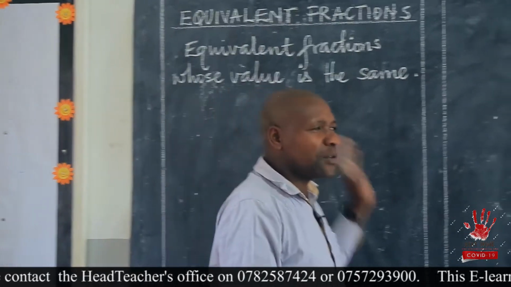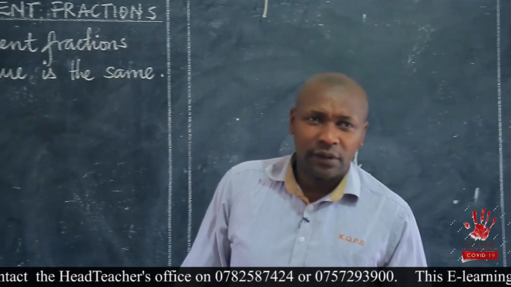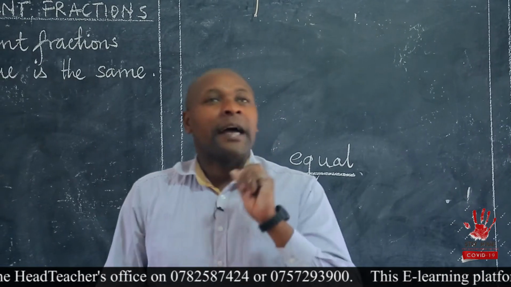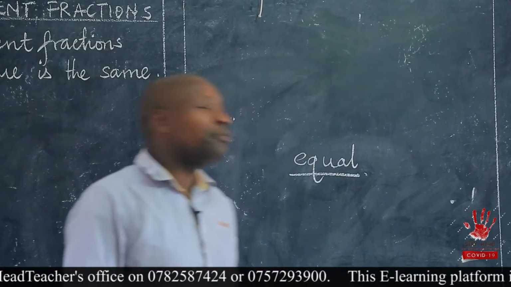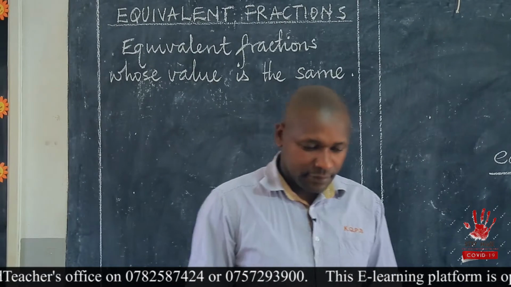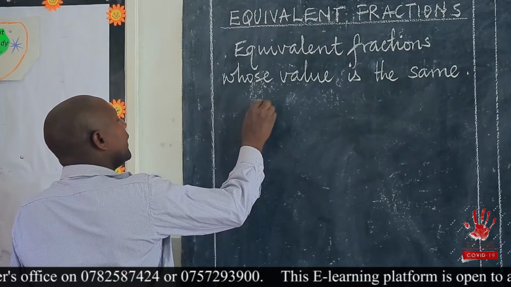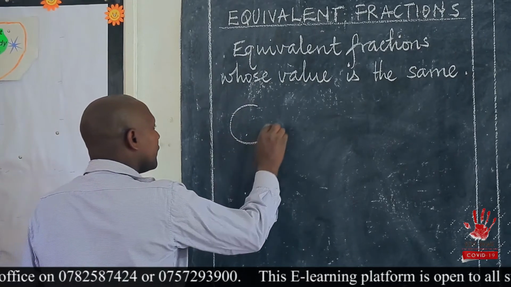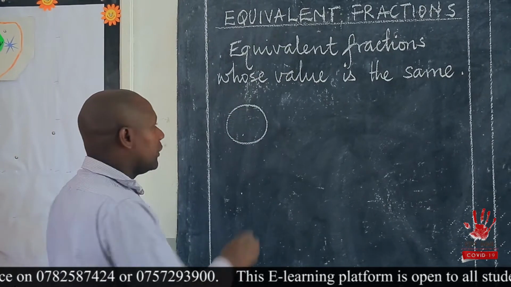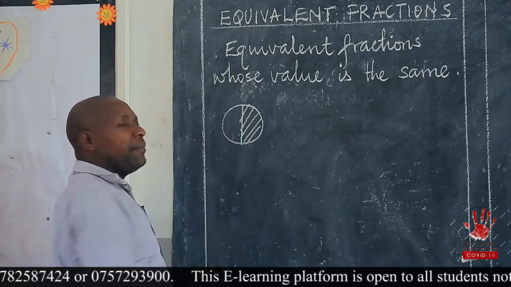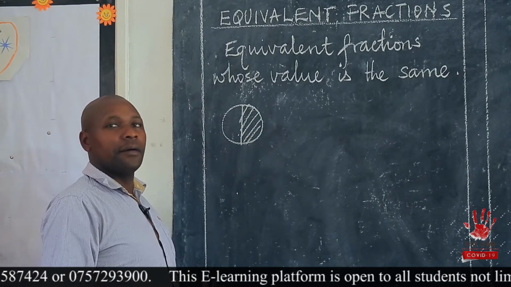This is the simplest way I can describe that one. In other words, these fractions are equal. Ask yourself, how are they going to be equal? Just watch. Assume I have my diagram of this kind. This is a whole. If I ask you, tell me the shaded fraction here.